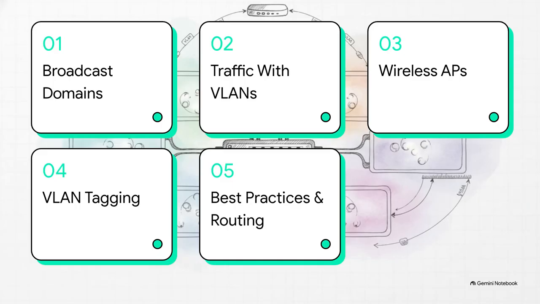Here's our quick roadmap for the explainer today. First, what are broadcast domains? Second, taming traffic with VLANs. Third, extending to wireless APs. Fourth, the magic of VLAN tagging. And finally, best practices and routing.